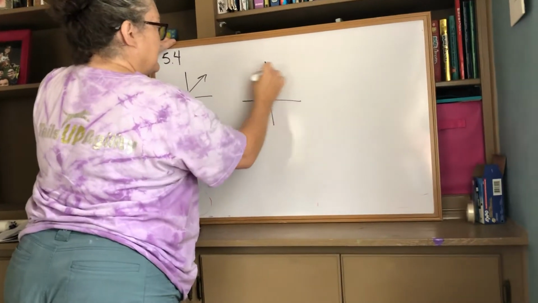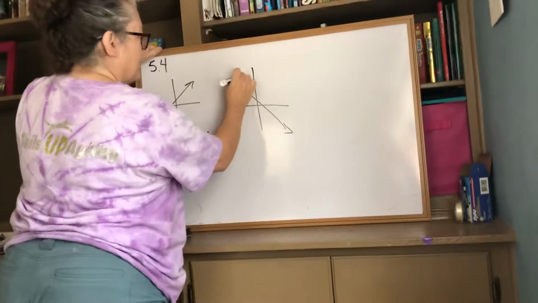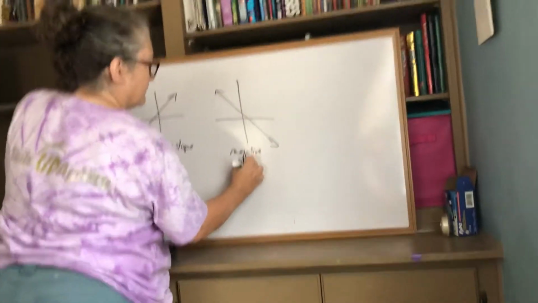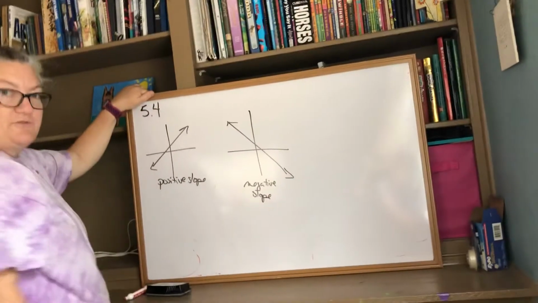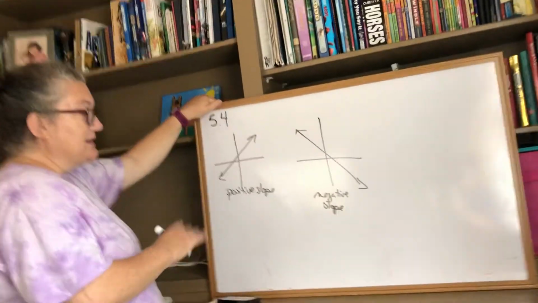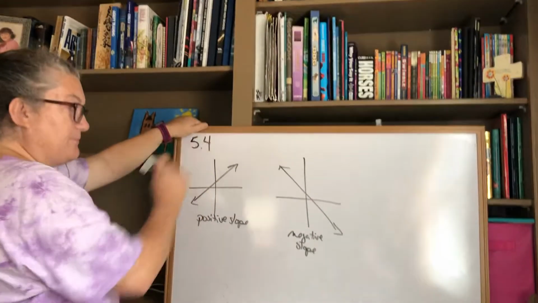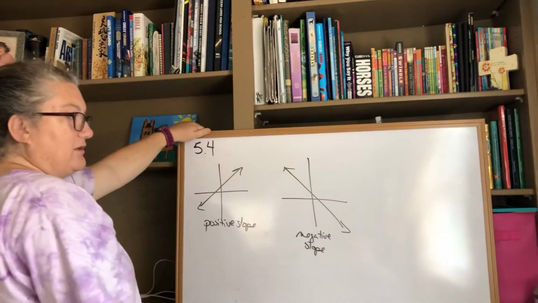Another one is a negative slope, and it goes down left to right. We always read our graphs left to right. So once again, if we're reading it, we see it left to right, it goes up, that would be positive. It goes down, it would be negative.